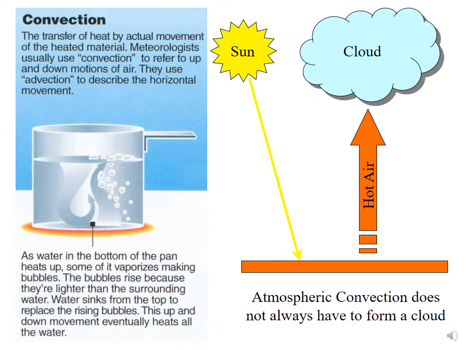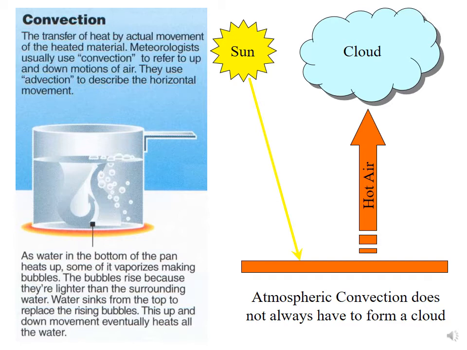Convection is the third energy transfer mechanism, and it's the transfer of energy through fluid motions. And in this boiling pot example, we have water that is rising, being heated at the bottom and causing it to boil, and it will be overturning. You'll have rising motion in the center and sinking motion on the outside. The exact same thing is happening in the atmosphere.